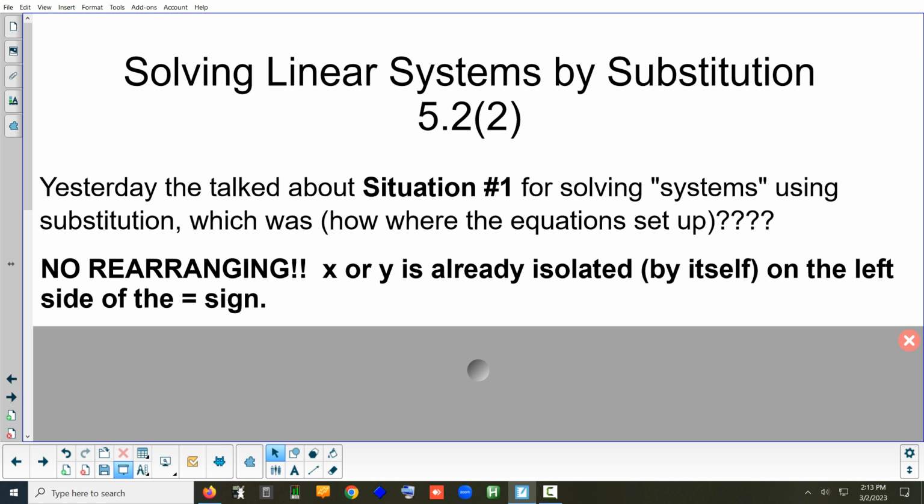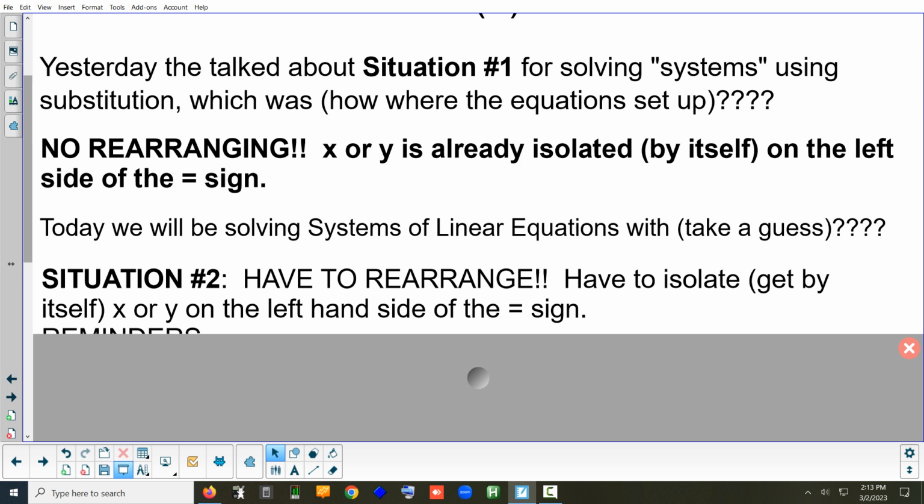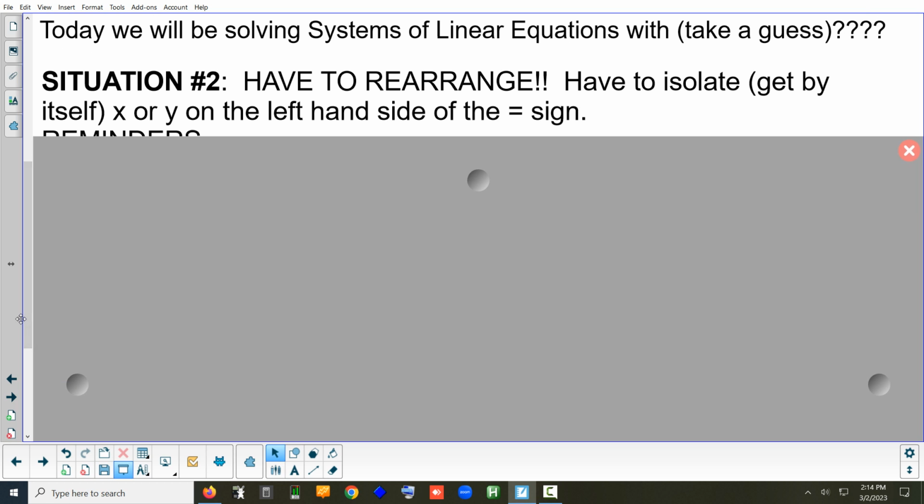In situation 1, you never had to rearrange anything. I always gave you a problem that had a letter by itself on the left. Always. Okay, and in the homework too. But in situation number 2, and this is where you can start writing it down, you're going to have to rearrange. What that means is you are going to have to get a variable by itself on one side, just like we did in the one.